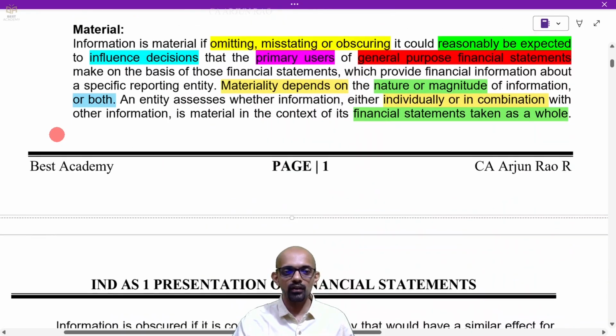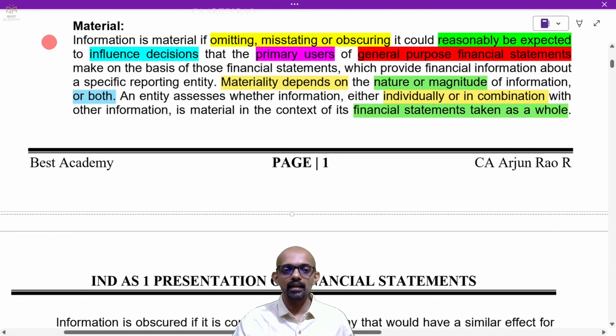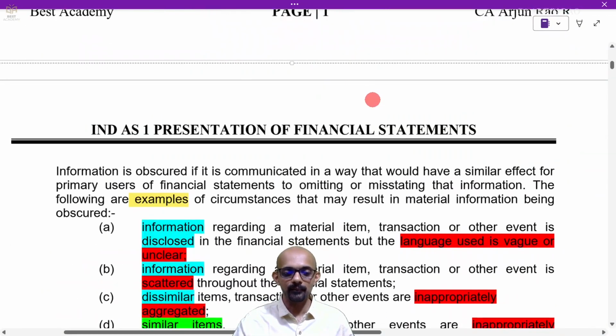So, we all know what is materiality. Information is material if omitting, misstating or obscuring it could reasonably be expected to influence decisions that the primary users of general purpose financial statements make. And we all know that this depends on the nature of information, magnitude of information, and it can be material in combination even if it is not material individually, right?